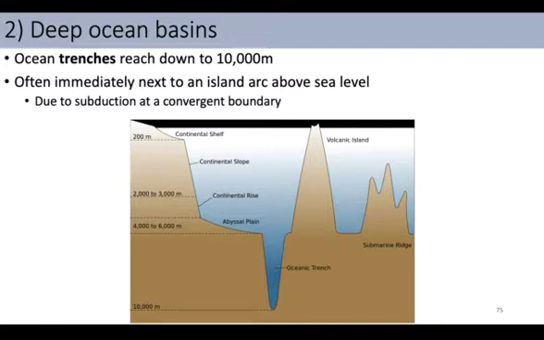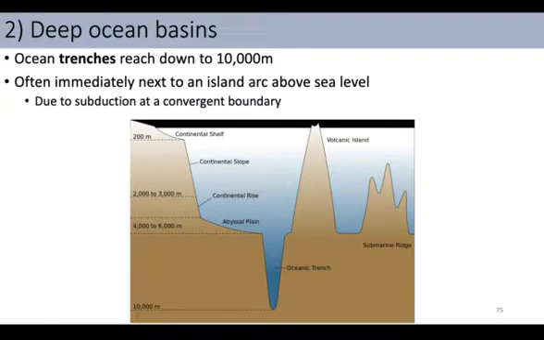So you can also see trenches. Trenches are going to be much, much deeper than that abyssal plain. As we know, trenches are the deepest part of our ocean. They are caused by subduction. Trenches can reach almost 10,000 meters deep.